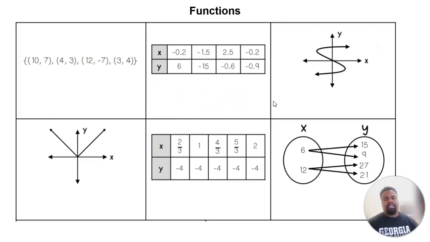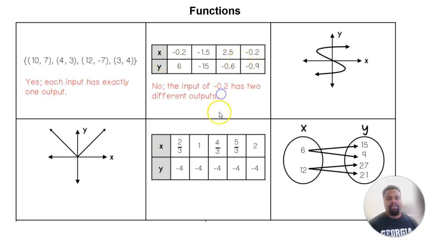All right, let's take a look and determine which of these is a function and which is not. Let's look at our ordered pairs here. If we look at our domains, which are our x values, none of these numbers occurs more than once, so this would be a function. All right, let's look at our table. Look at our x values for our table. Notice negative 0.2 occurs more than once for our x value. And so because of that, it is not a function.